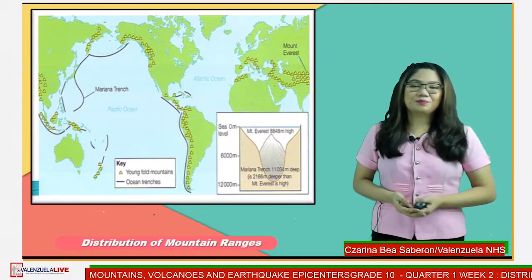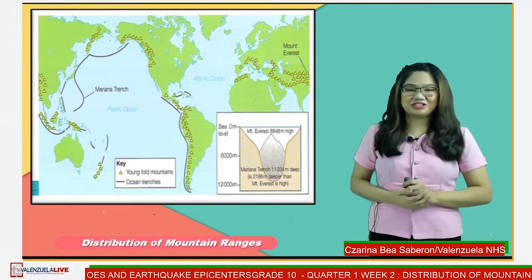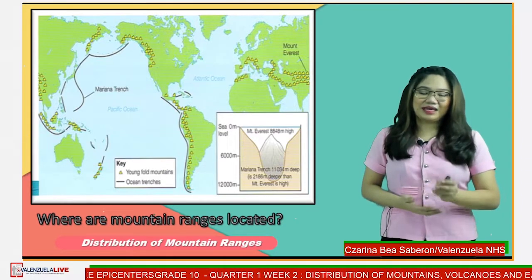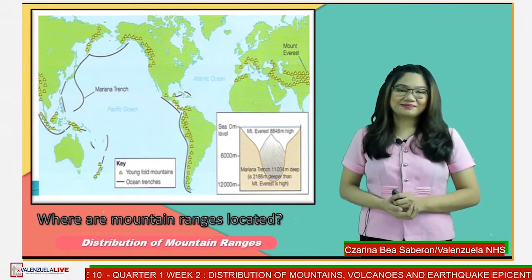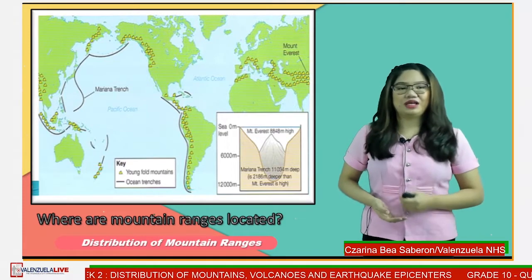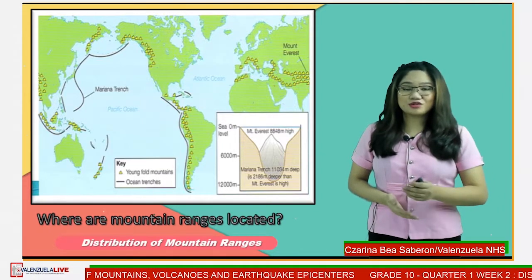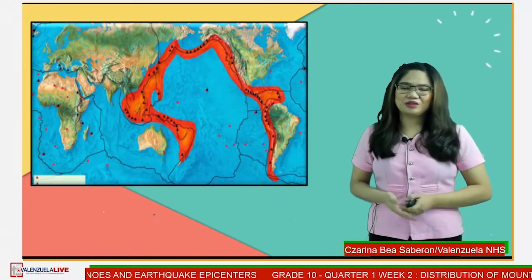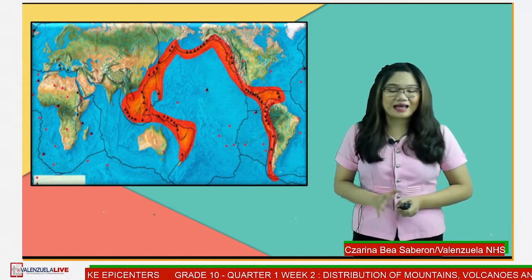So now, please do observe the location and distribution of the mountain ranges. Okay, so where are mountain ranges usually located? All right, so just like the volcanoes and earthquake epicenters, mountain ranges are also formed at the edges of the plate boundaries.